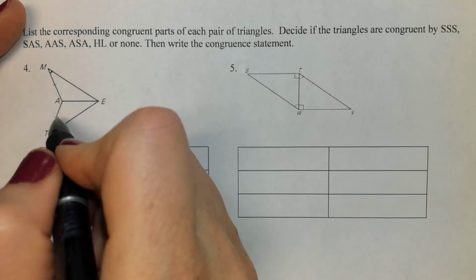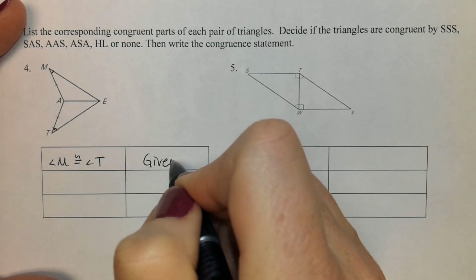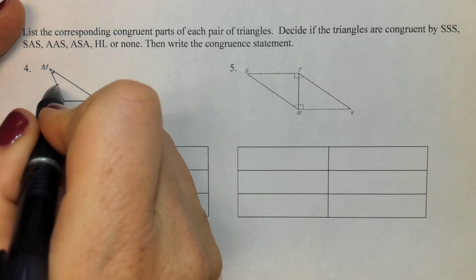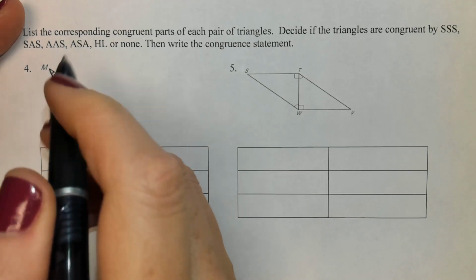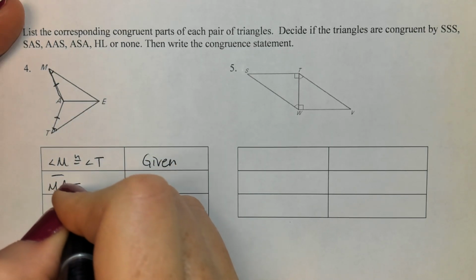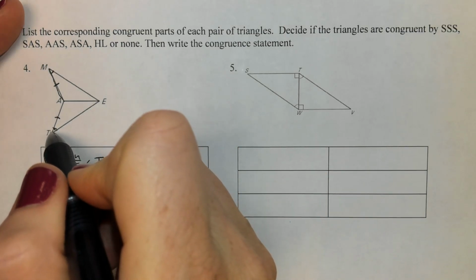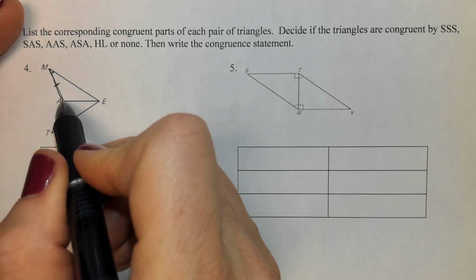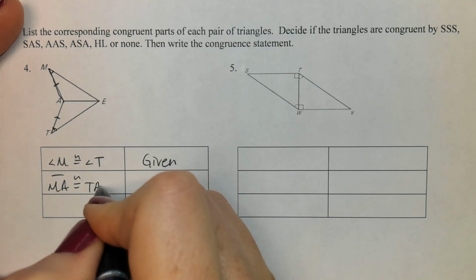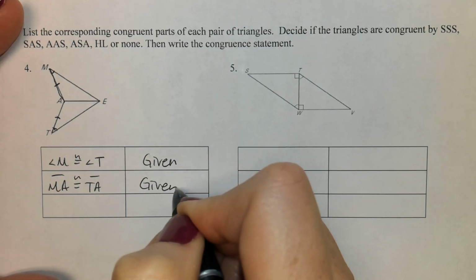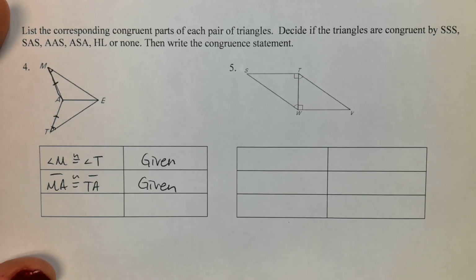And I should write "given," sorry. And then I've got this tick mark with this one. So I'm going to name this side, which is going from M to A, is congruent to, and since I started up at the top and went into the middle, I'm going to start at the bottom and go into the middle, so that'll be TA. That was also given to us. I didn't have to invent that. They marked the picture for me.